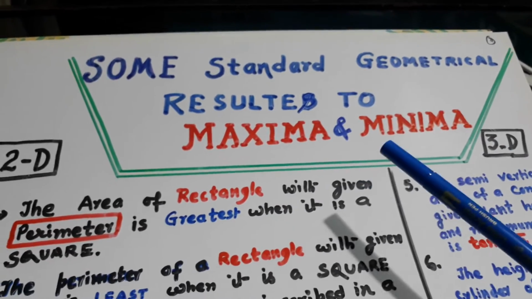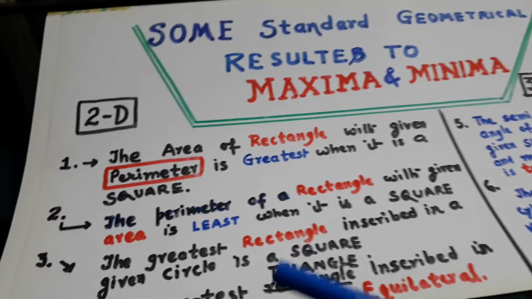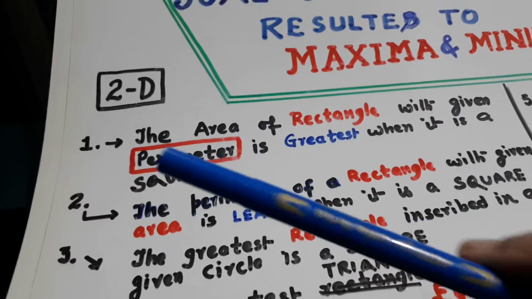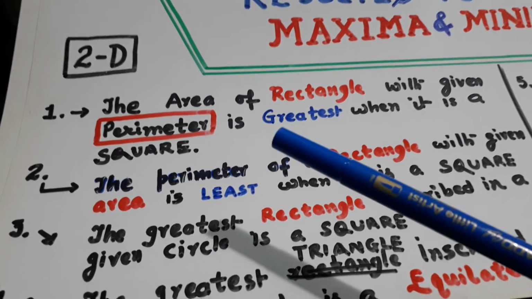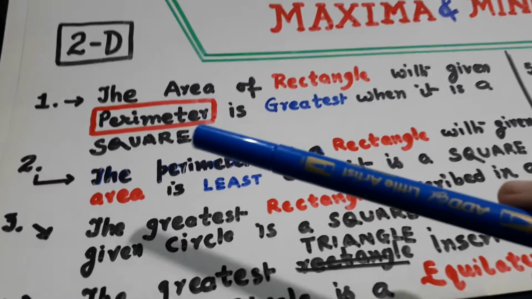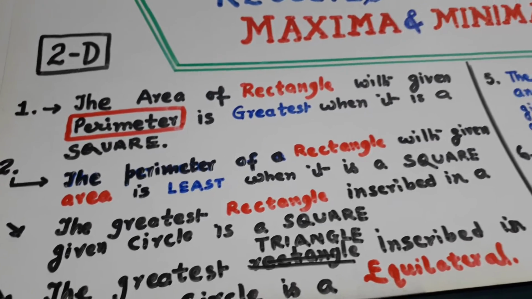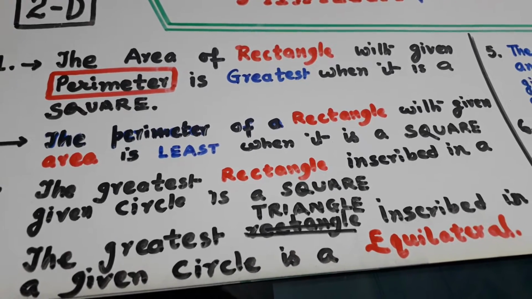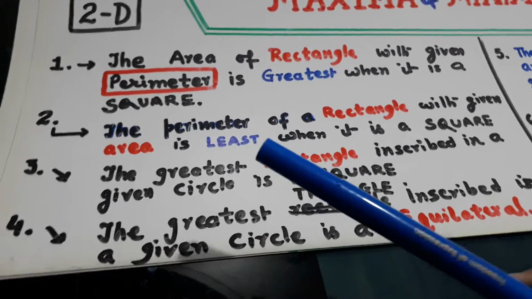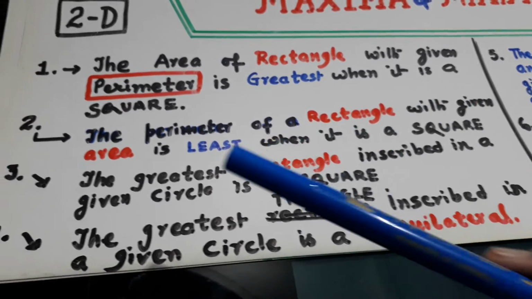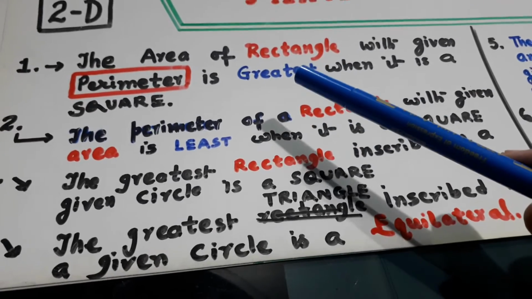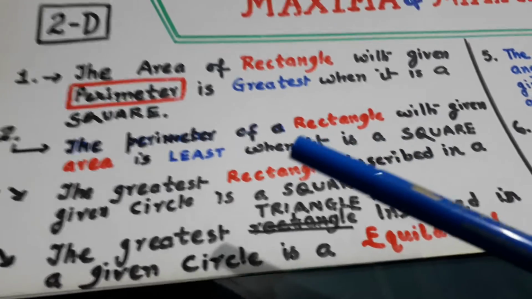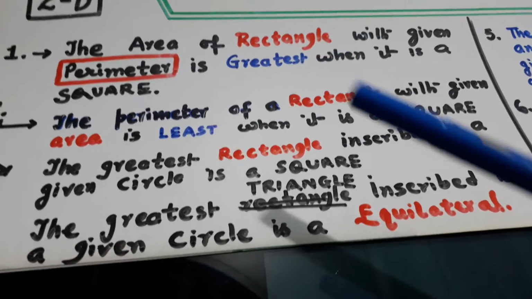Some standard geometrical results for maxima and minima. ये आपको अगर याद रहेंगे तो क्वेश्चंस हो जाएंगे चुटकियों में. Number 1, the area of a rectangle with the given perimeter is greatest when it is a square. So when the rectangle becomes a square, then the area is always greatest. Now, second, the perimeter of a rectangle with given area is least when it is a square. इधर पहले greatest का केस है, अब least का. So perimeter least होता है, area यहाँ पे maximum होता है.